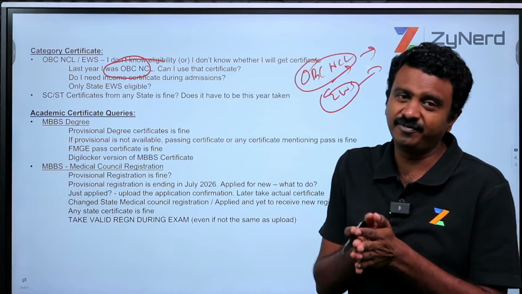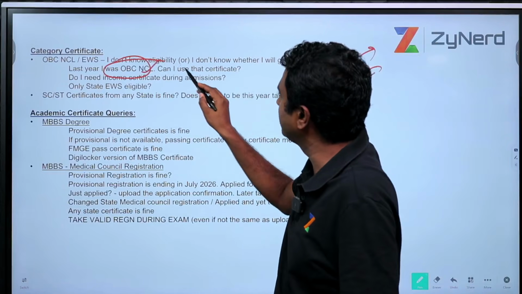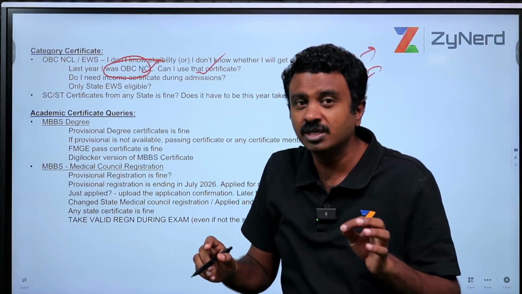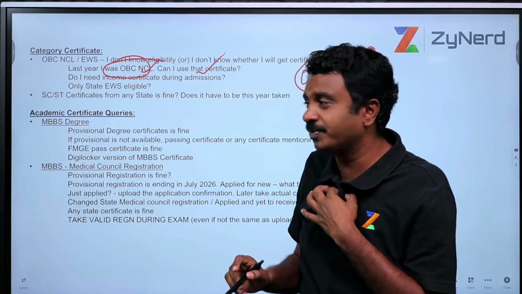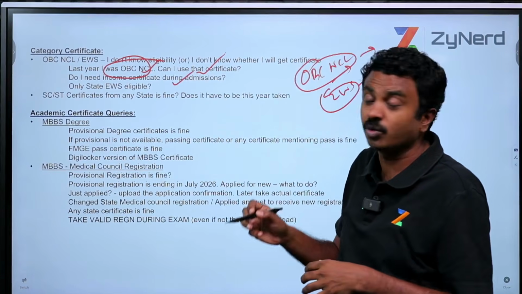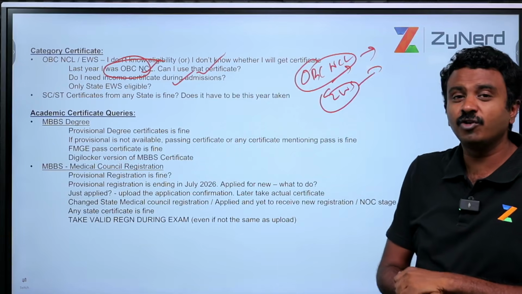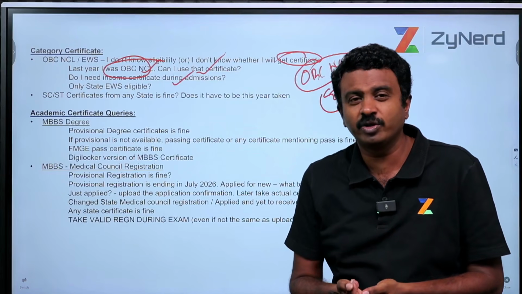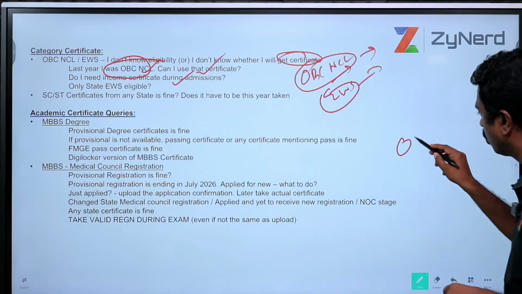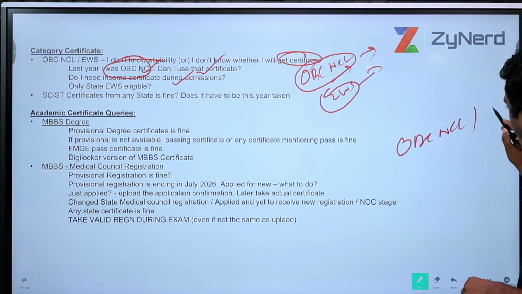Now let us say I am confused. Last year I was OBC NCL, can I use the certificate? You cannot use it. But if you are confident about getting that certificate, select OBC NCL if you are eligible this year as well. Do I need, so I am confused, what should I do? If you are confused about whether you will get a certificate, whether you know the eligibility, we would suggest you go ahead and say OBC NCL or EWS for now.